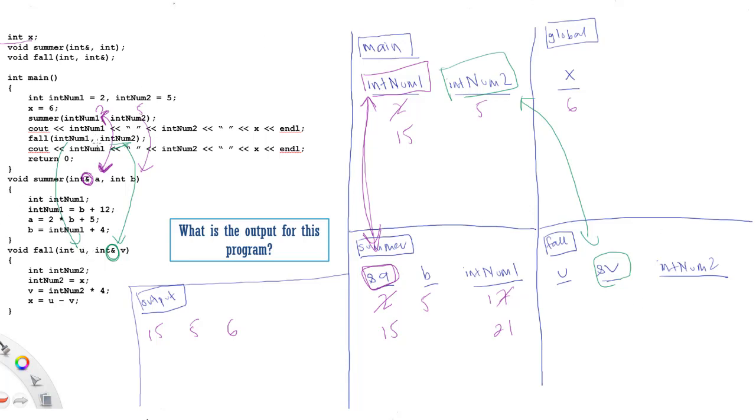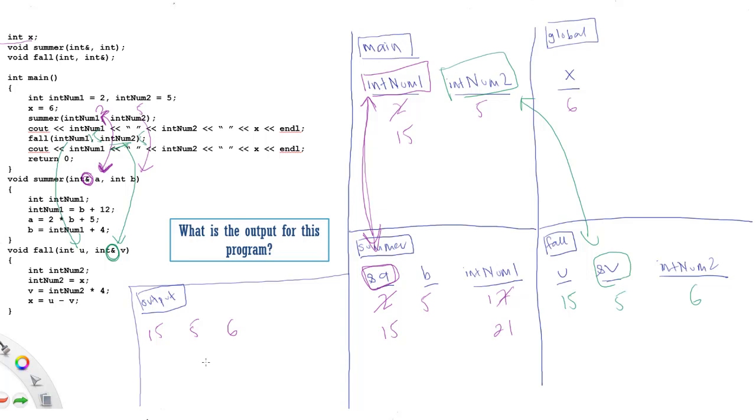Let's take a look here. Int num1 has been updated to 15, right? So this is 15, this is 5. So u will receive 15, v will receive 5. And then we have int num2 equals x. So int num2 equals x, since x is 6, so this is 6.